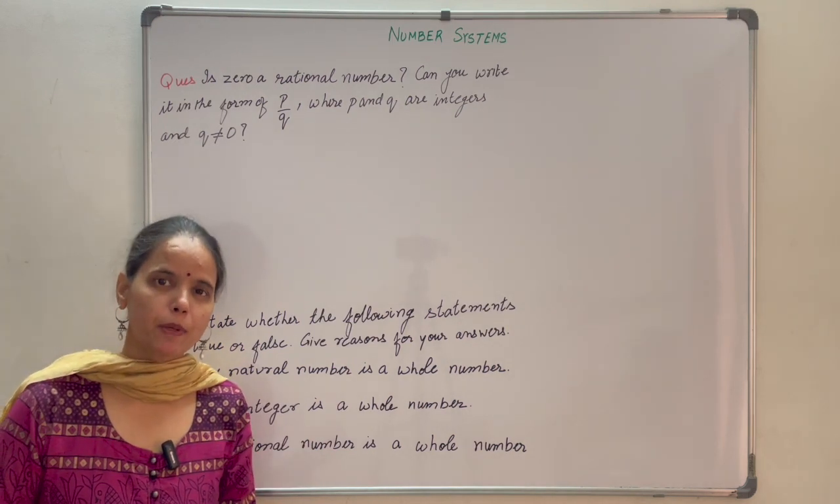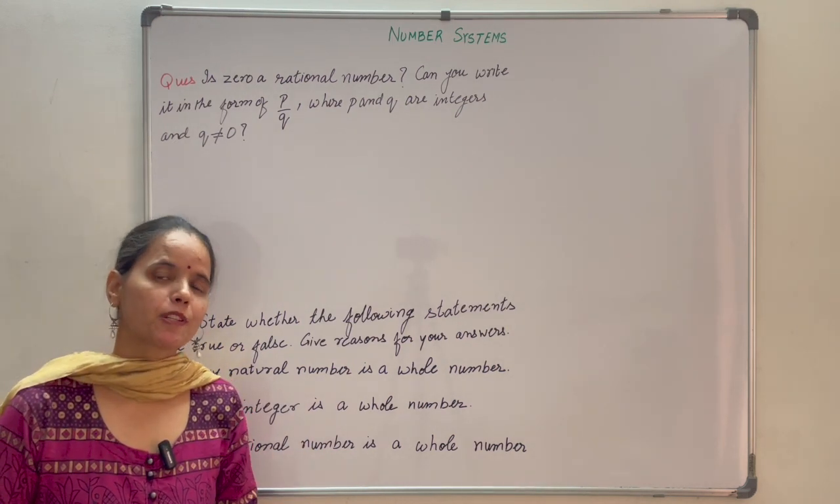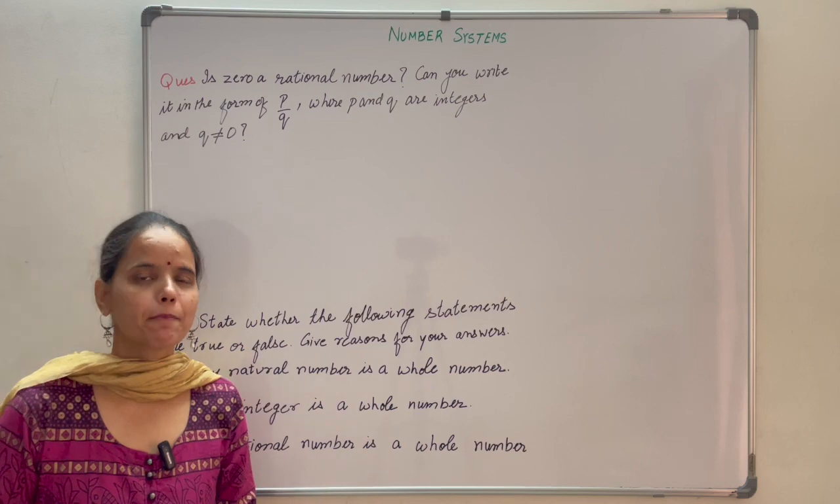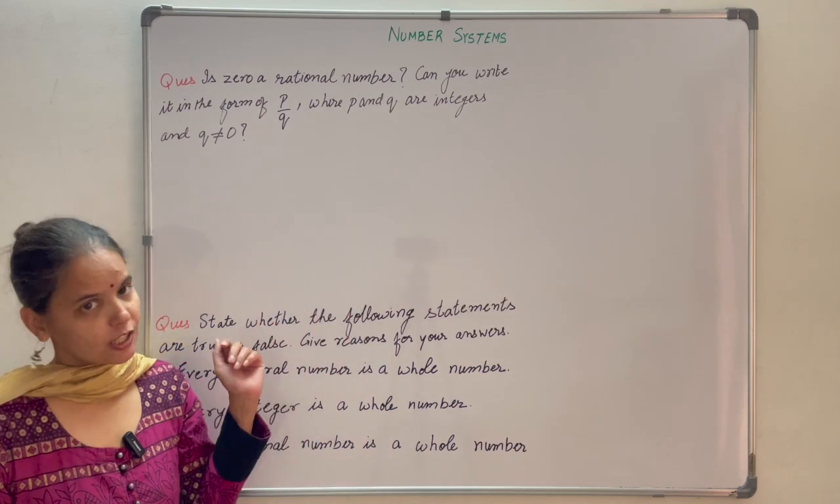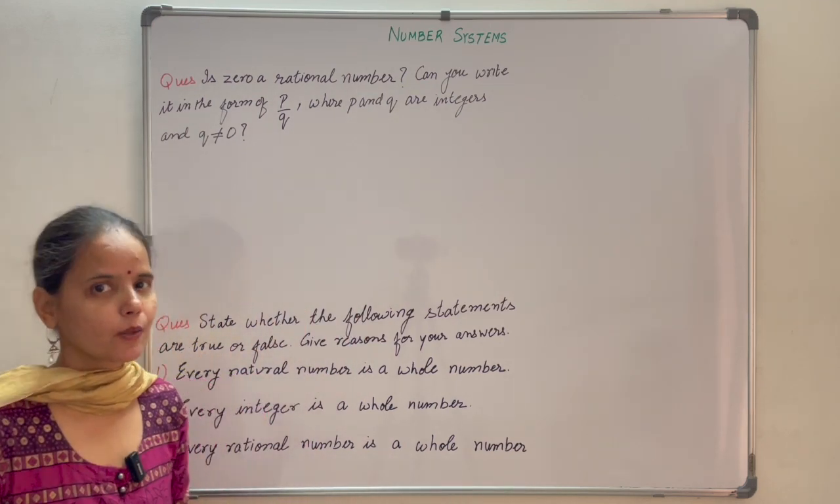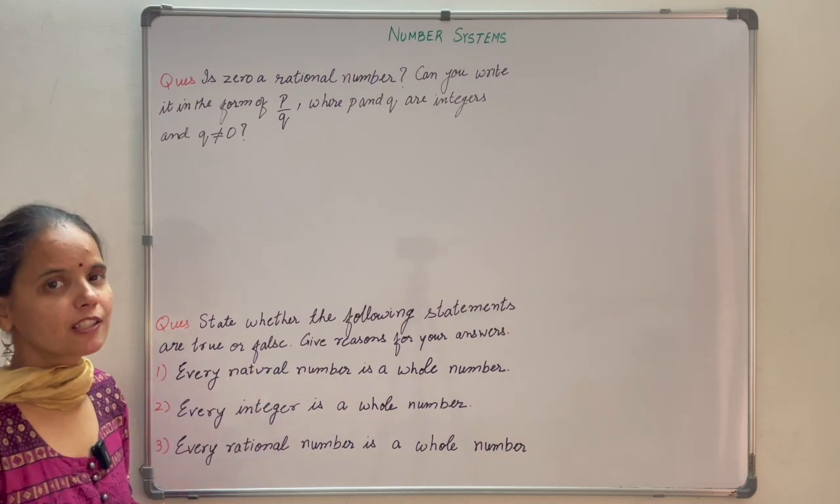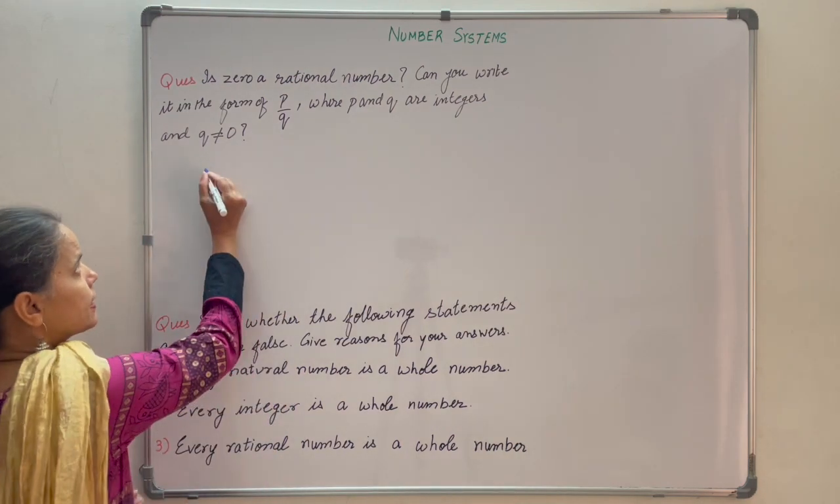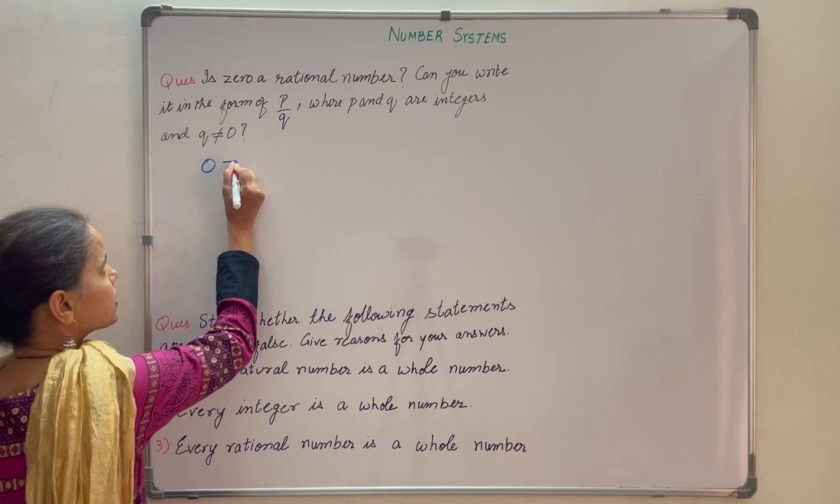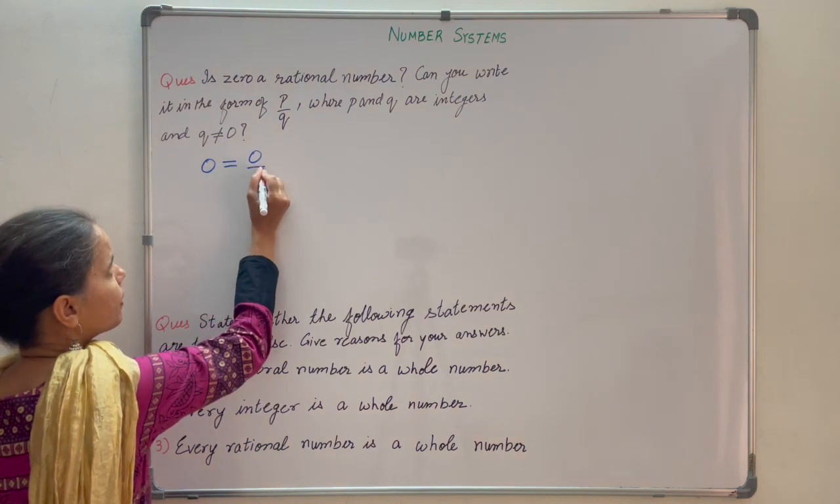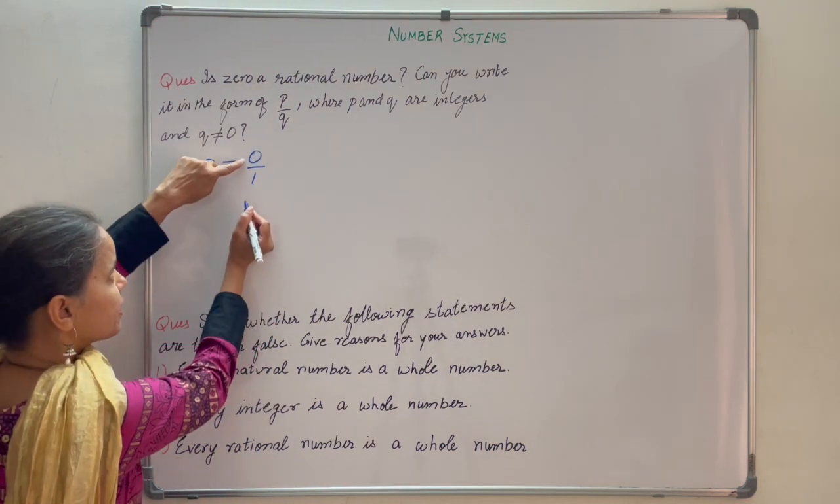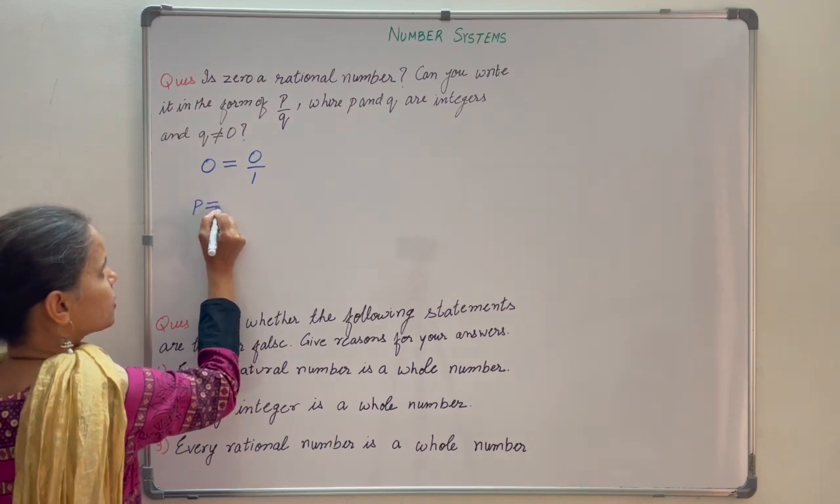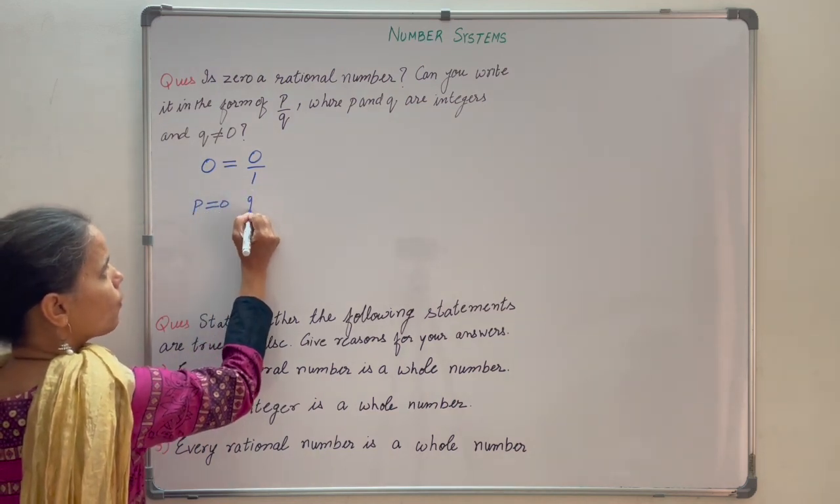For any given number to be a rational number, it should be represented in the form of p by q, where p and q are integers and q is not equal to 0. So can we write 0 in the form of p by q? Yes, you can write 0 as 0 by 1. So what is the value of p here? Here p is 0 and q is 1.